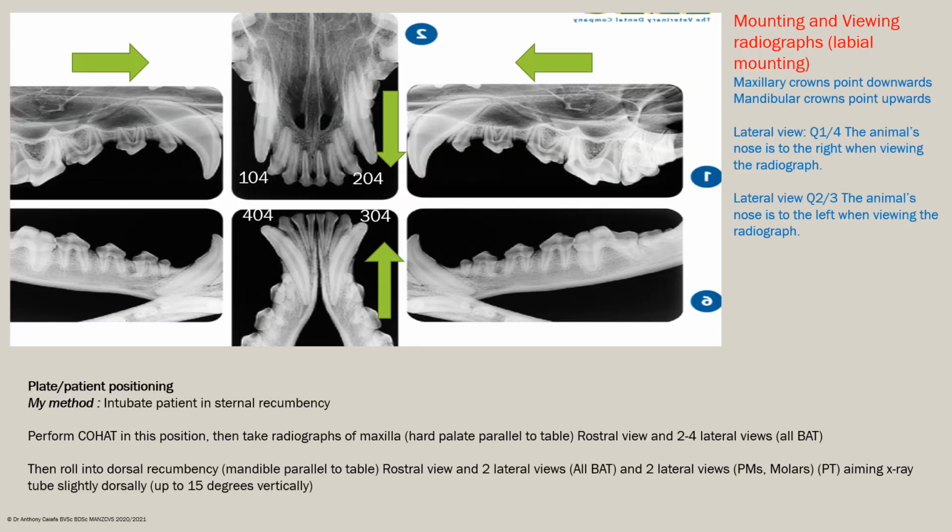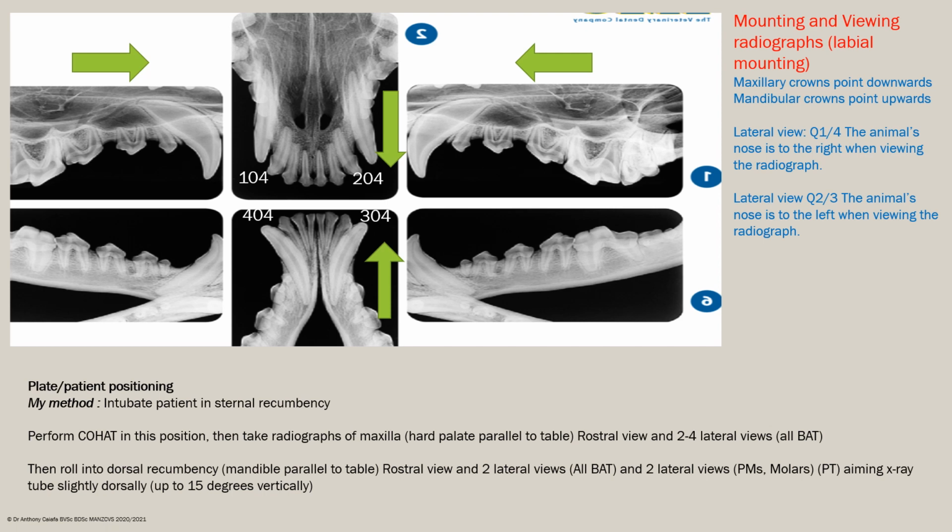It is important that when we have taken our radiographs that we mount and view the radiographs in a certain way, and this is called labial mounting. With this, the maxillary crowns will point downwards, as you can see in the middle image. With 104, 204, the crowns of those teeth are pointing downwards, with the mandibular crowns pointing upwards, so 404, 304.